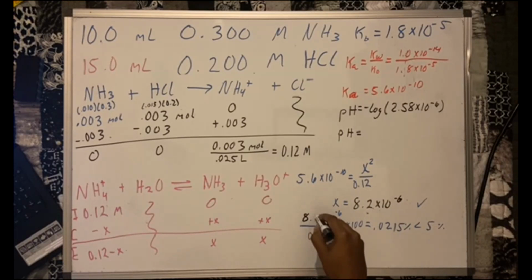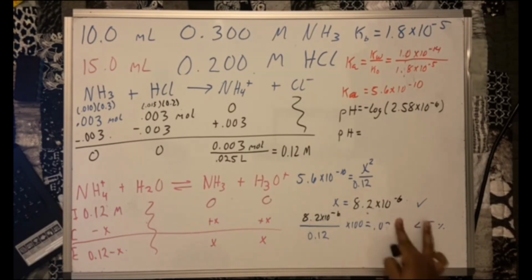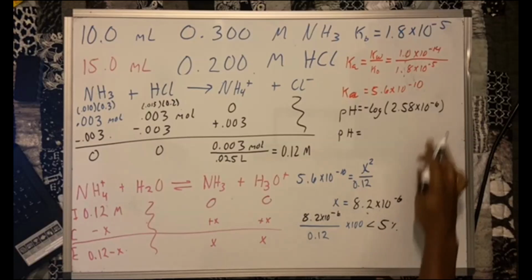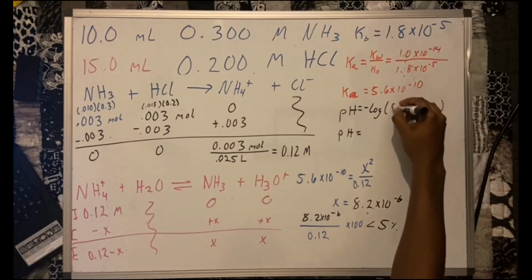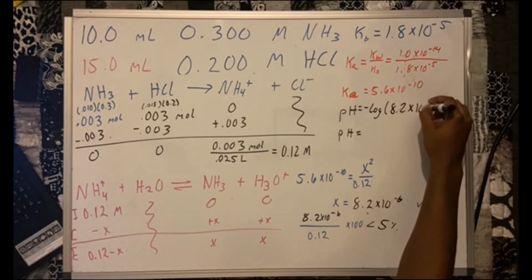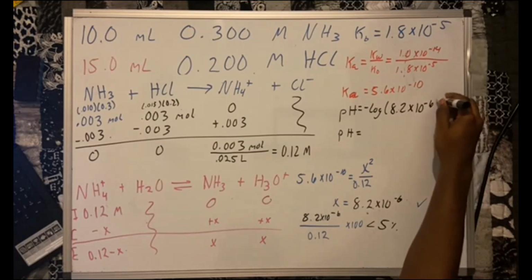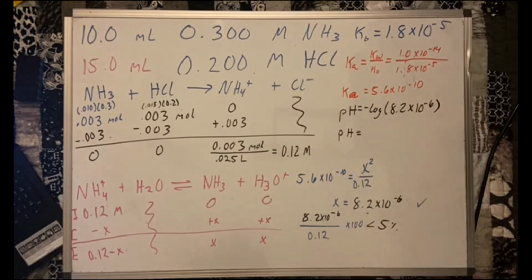So 8.2 times 10 to the -6. I'm going to assume whatever it is, it's less than 5. Yes, I see no more. Cool. Negative log, negative. Okay, let's see if I can mess this up.